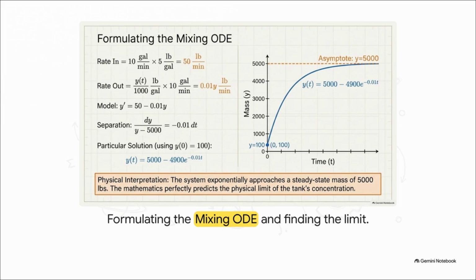Our rate in is a constant 50 pounds per minute, but our rate out? That depends on the current concentration, which is our variable y divided by 1,000 multiplied by the flow rate. This gives us our separable ODE: y prime equals 50 minus 0.01 y. When we separate and integrate this, the math basically hands us an exponential curve that perfectly predicts an asymptotic limit. Over time, the tank's concentration will mathematically cap out at a steady state of exactly 5,000 pounds of salt.